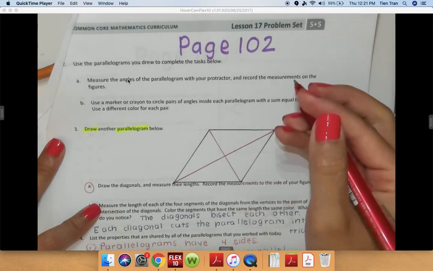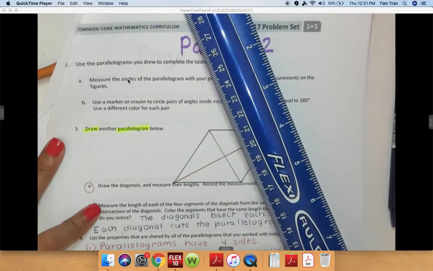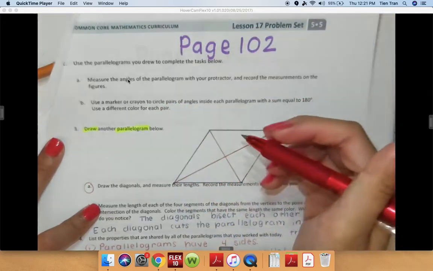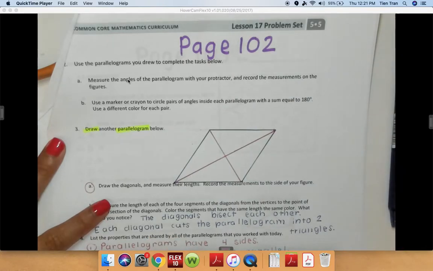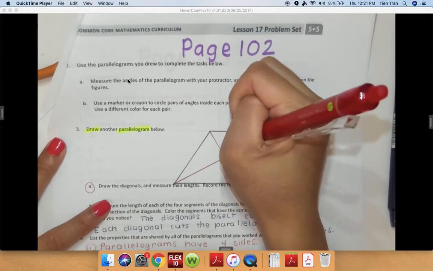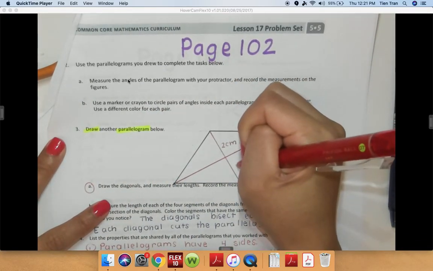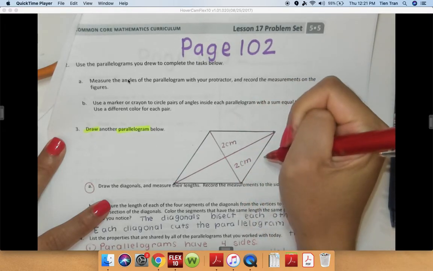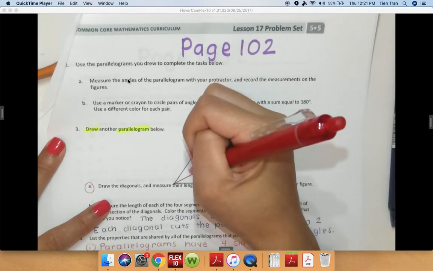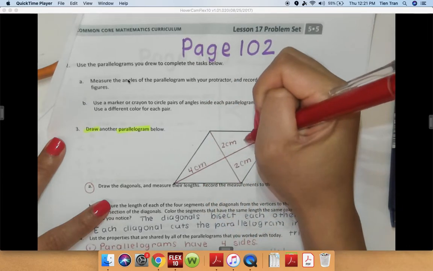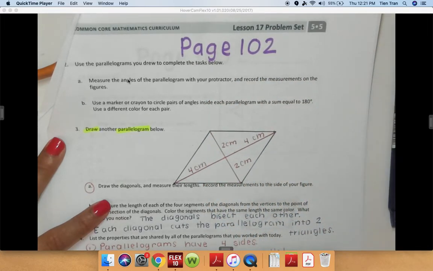So the measurements are using a ruler. I'm recording in centimeters because it is more accurate. So I measured this one and it's about 2 centimeters. This one is 2 centimeters. And the line over here is 4 centimeters and right here is 4 centimeters.